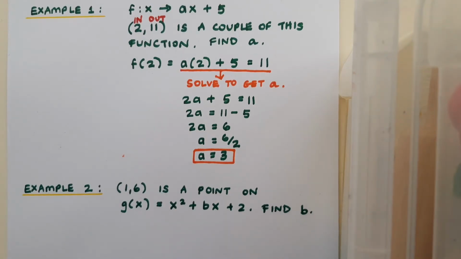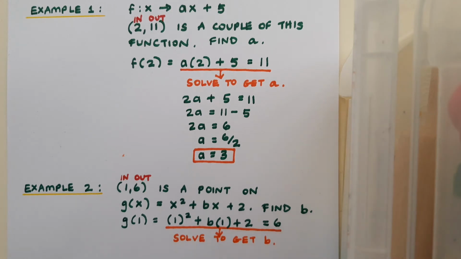Here's a second example. (1, 6) is a point on g of x equals x squared plus bx plus 2. Find b. Remember that when the 1 goes in, the 6 comes out. So I'm going to put 1 into the function, and I'll write this as g of 1. And that means replacing all the x's with 1's in brackets. I know that 6 is the output, so I should let this equal 6.